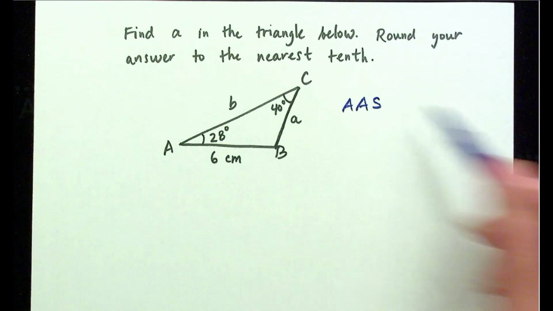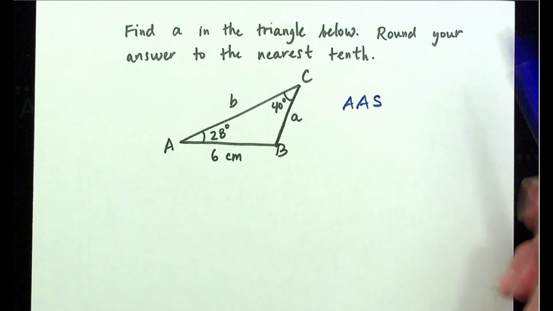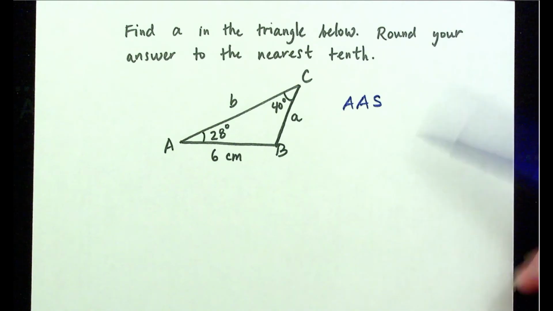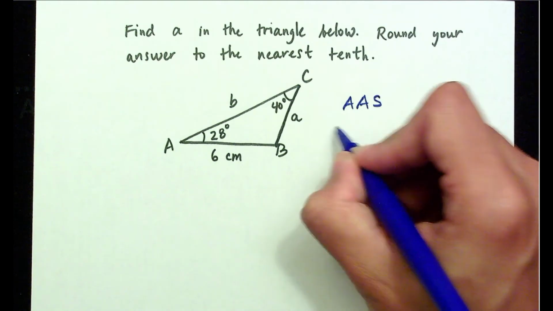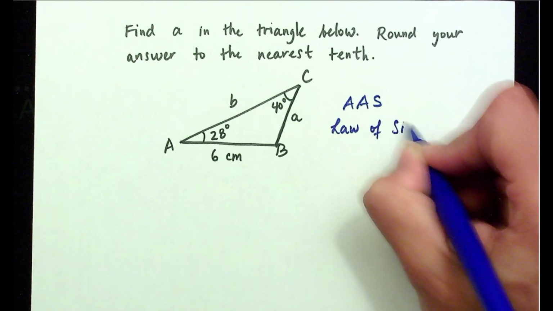The side not included. So we know then that this is not the law of cosines, because the law of cosines is when you know two sides and the angle between them, or all three sides. So that means this is definitely not the law of cosines, it is definitely the law of sines.